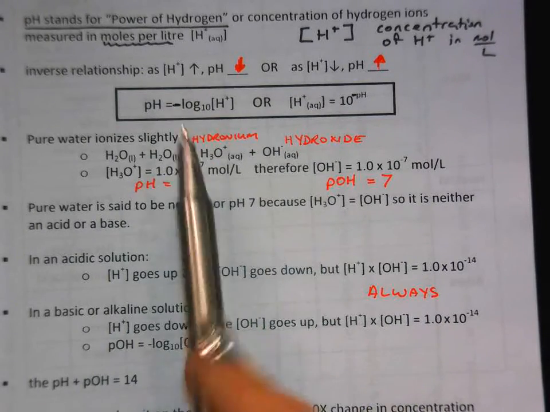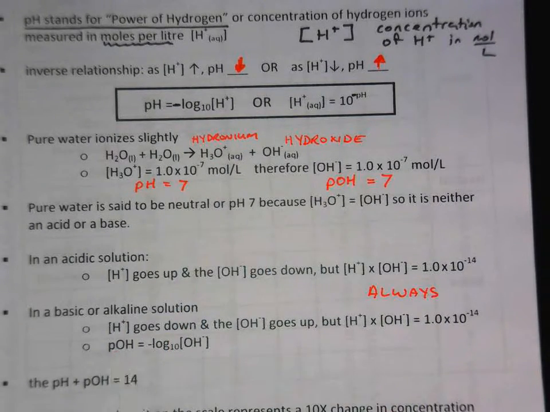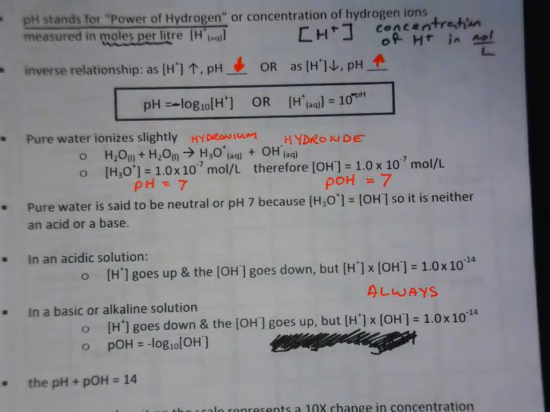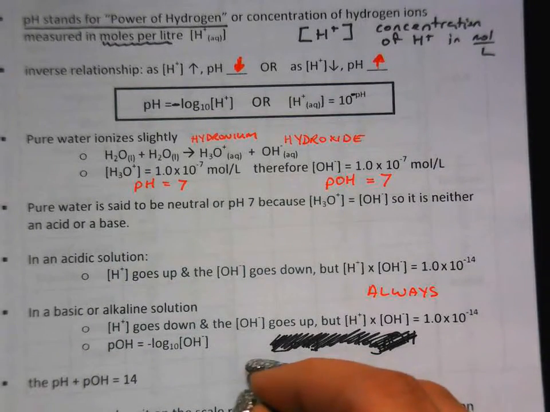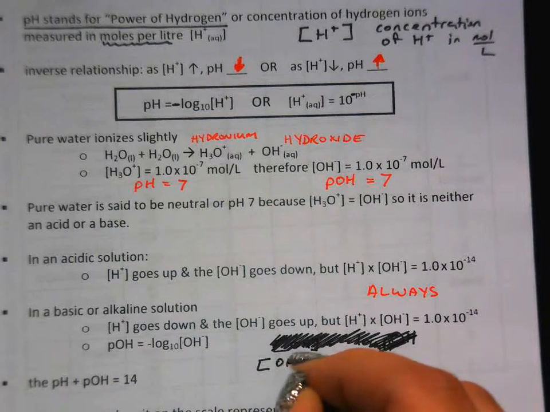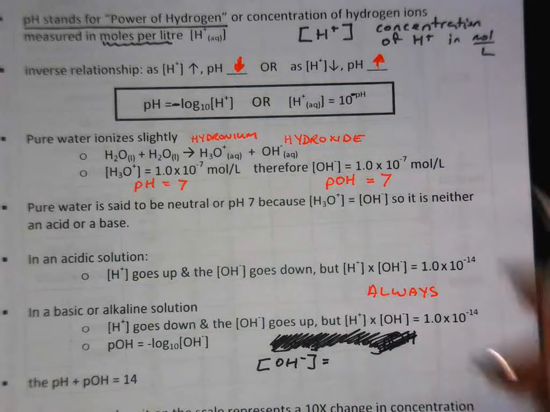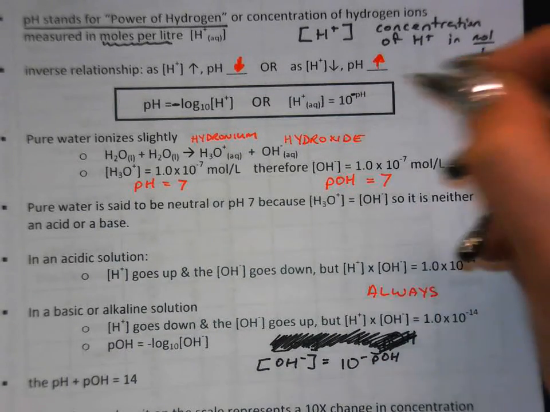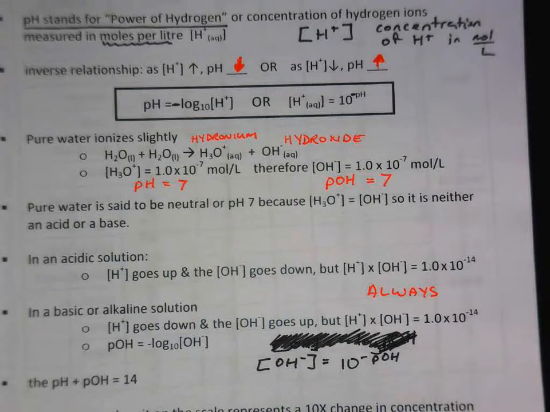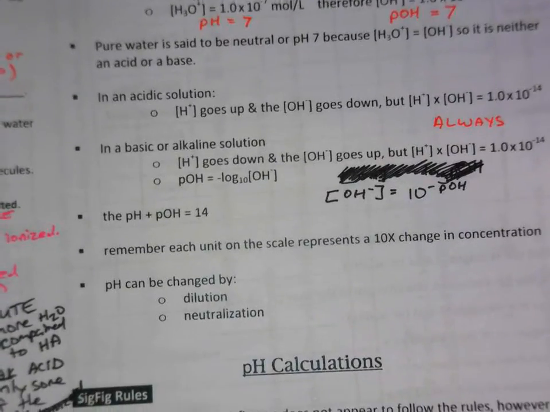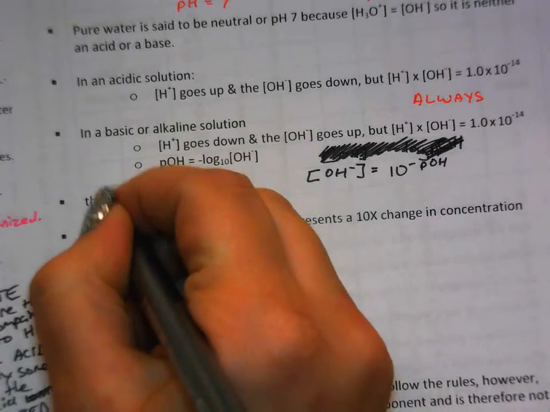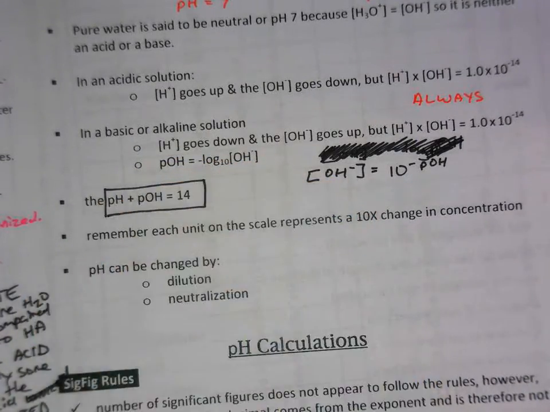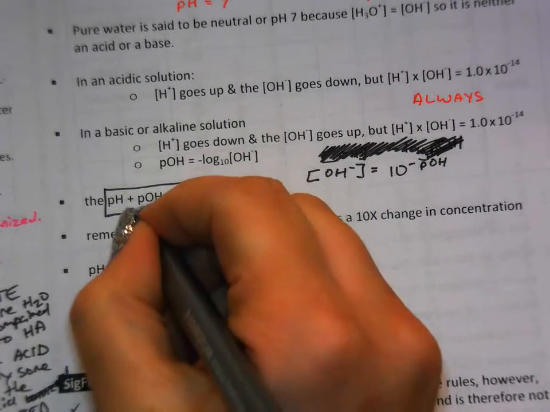And the formulas for hydroxide are similar. The power of hydroxide is equal to the negative log. And if you want to calculate the concentration of OH, it equals 10 to the negative pOH, just as it does for concentration of H plus. Those two facts together give us this very important relationship. Of any one substance, the pH and the pOH both add up to 14, always. Always, always, always.